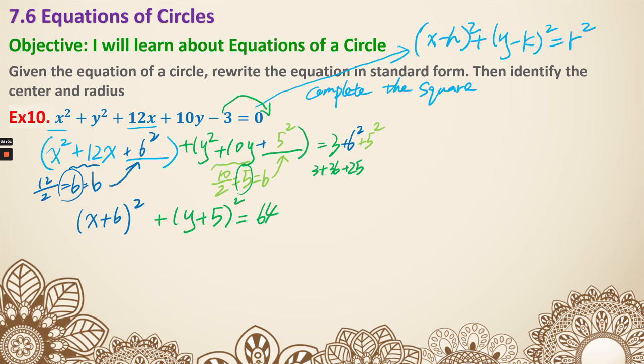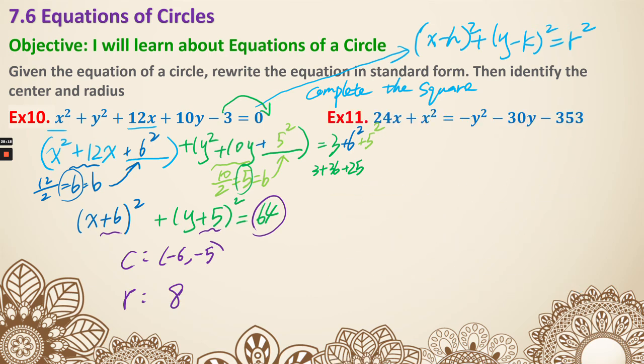I can identify my center, the opposite numbers of the 6 and the 5, so (-6, -5). And the radius is going to be the square root of 64, which is 8. That's example 10. Example 11, same idea.